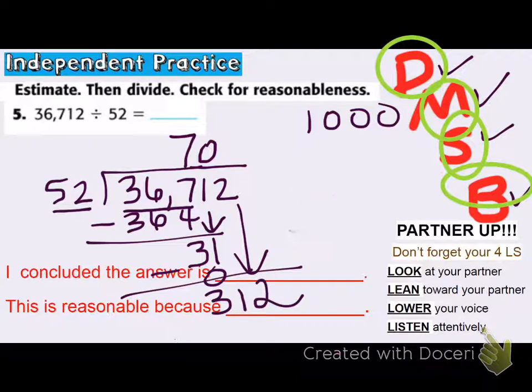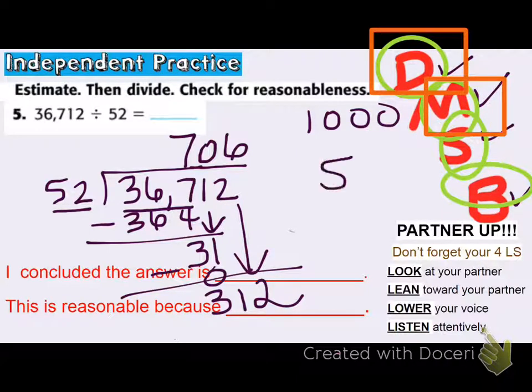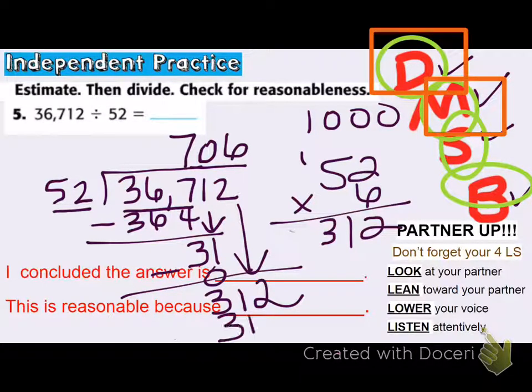I'm going to go back and divide 52 into 312. Well, I know 52 goes into 300 6 times. So I'm going to guess a 6 when I divide. And now I'm going to multiply to see if I'm close. 52 times 6. Well, it's 312. It was perfect. If I subtract it, there's nothing left over.